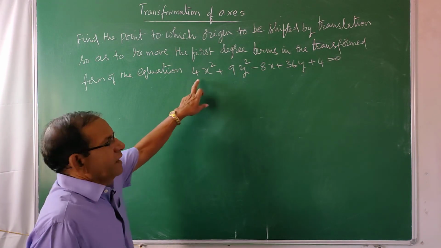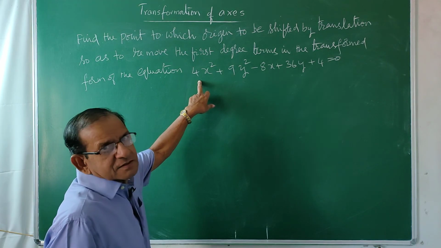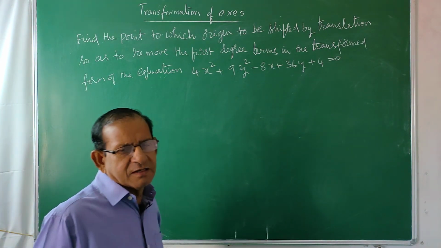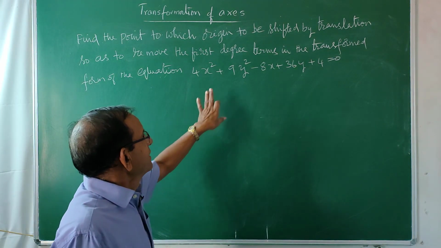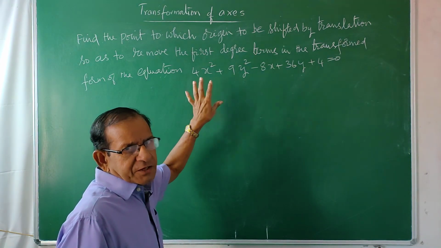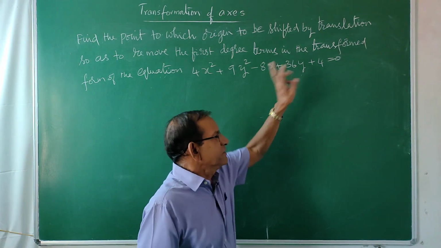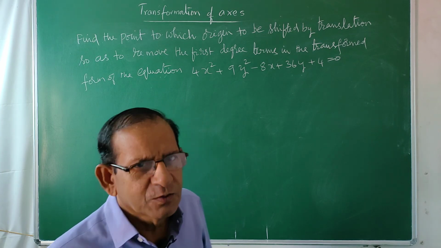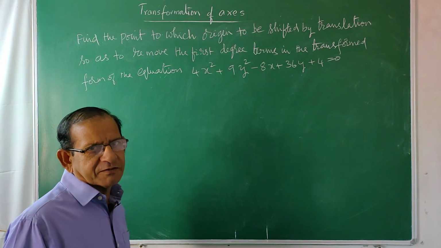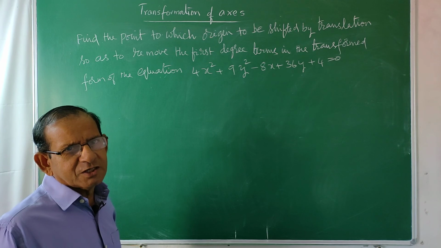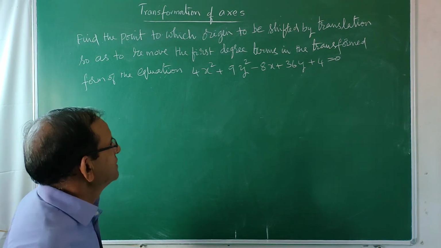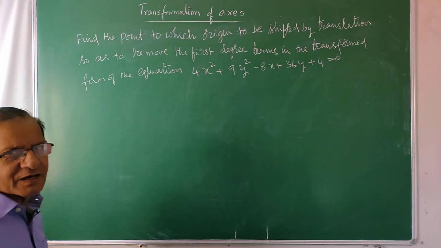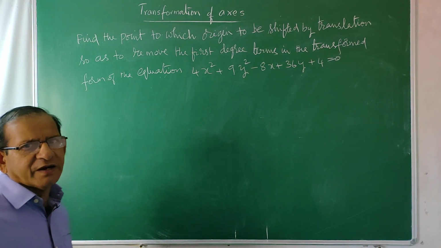Here an equation is given like this. Now we have to shift the origin to some other point by translation. Then in the transformed form of this equation, we should not get x term and y term. X term and y terms are called first degree terms. Those two must be missing in the transformed equation, to which point we have to shift the origin by translation. So let us consider that point as hk. We don't know the values of h and k presently. We have to find out that point actually.